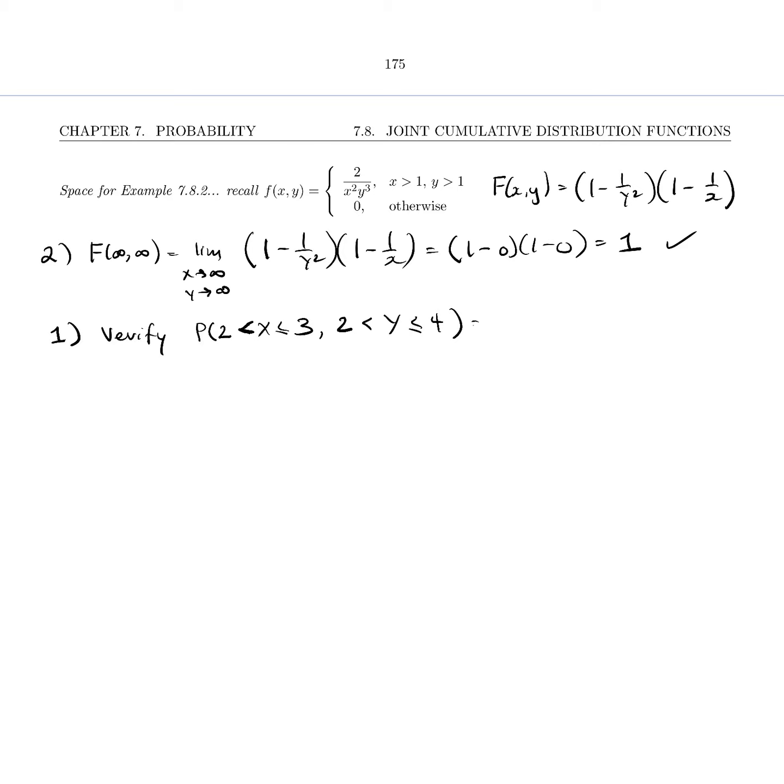Let's verify that this is equal to, using the memory aid from before, the outside values, so F of 3, 4, minus the cross values, the inside and the outside. So F of small and large is 2, 4, minus F of large and small, which is 3, 2, and then add the two small values, F of 2, 2. This is what we want to verify.